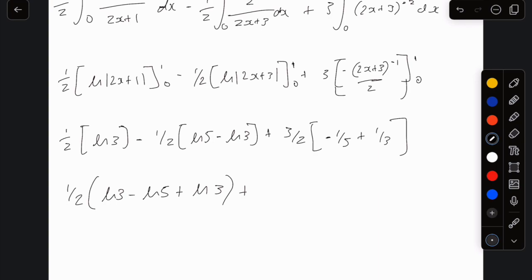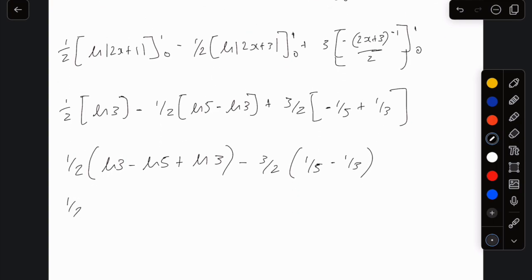Well, we can take out firstly, let's make the maths easier. We'll say a fifth minus a third. Okay, so what we get then is a half of 3 minus ln 5 plus ln 3, minus 3 over 2. So that gives me negative 2 over 15.